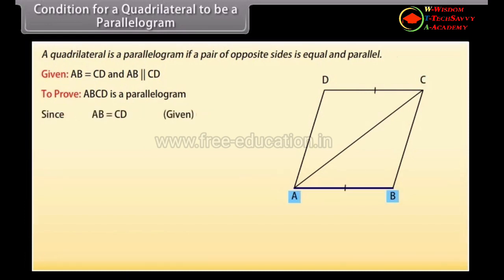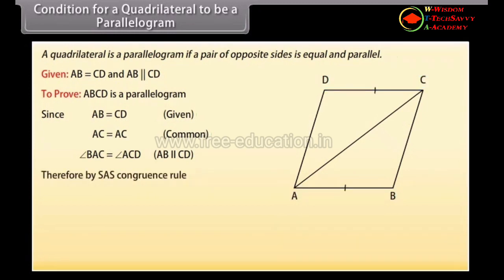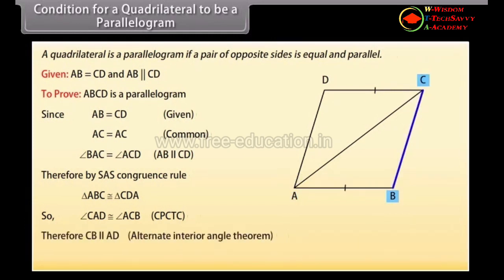Since AB is equal to CD, which is given, AC is equal to AC, which is common, and angle BAC is equal to angle ACD because AB is parallel to CD. Therefore, by the SAS congruence rule, triangle ABC is congruent to triangle CDA. So, angle CAD is equal to angle ACB because corresponding parts of congruent triangles are equal. Therefore, CB is parallel to AD. Hence, ABCD is a parallelogram.